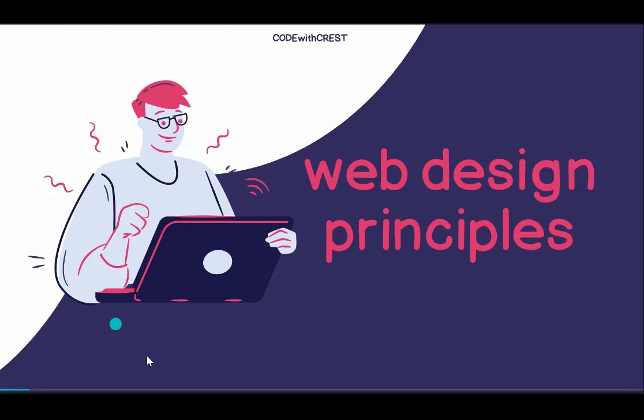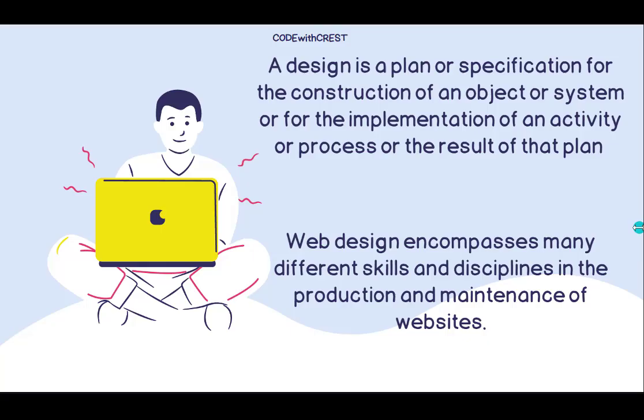Today we'll be talking about design principles. Many of you hear about design and want to understand the various design principles that exist. We have tons of design principles, and each one depends on what type of design you are trying to perform. A design is a plan or specification for the construction of an object or system, or for the implementation of an activity or process, or the result of that plan.